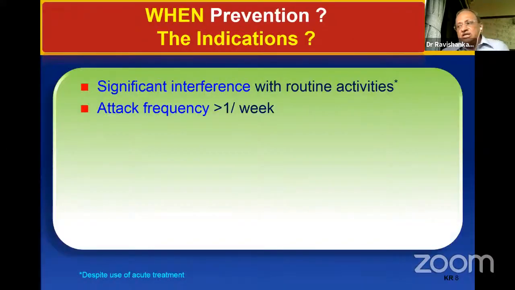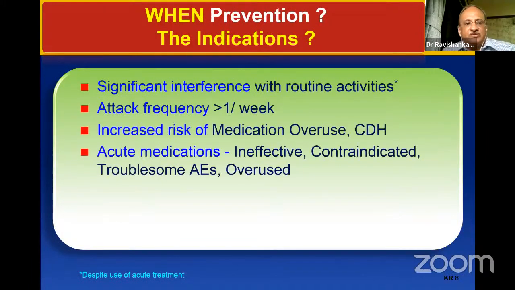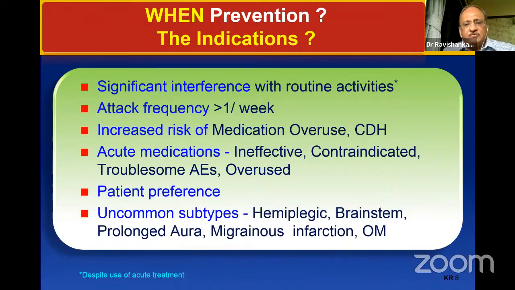Now, what are the indications for preventives? If you have a high attack frequency, more than one per week, if you have that situation where acute medicines don't work, and for a severe type of migraine like hemiplegic or basilar brainstem migraine, or the patient prefers that even if I have one attack a month, I would like to go with the preventive, then you need to start the preventive.